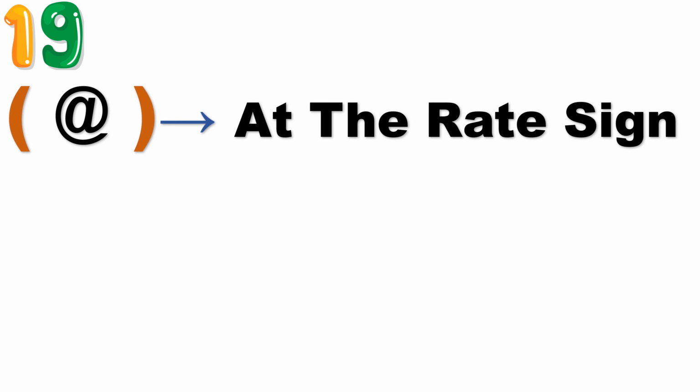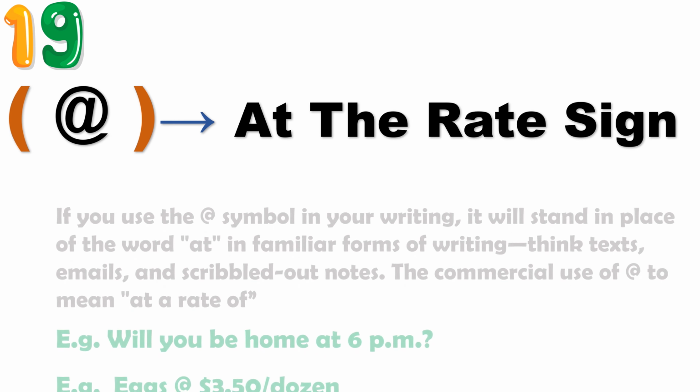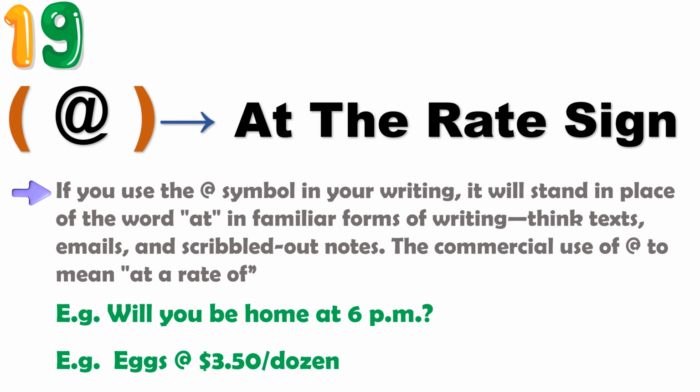At the rate sign. Using the @ symbol in your writing, it will stand in place of the word "at" in familiar forms of writing: texts, emails, and scribbled-out notes. For example, will you be home @ 6 p.m.? For example, eggs @ $3.50 per dozen.